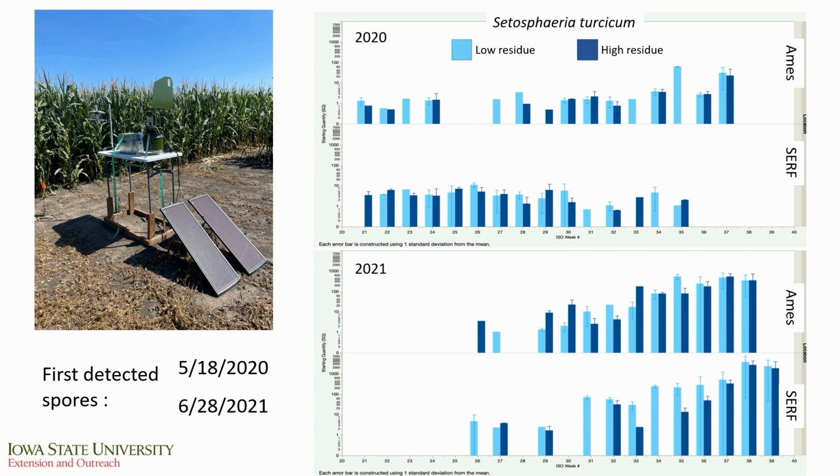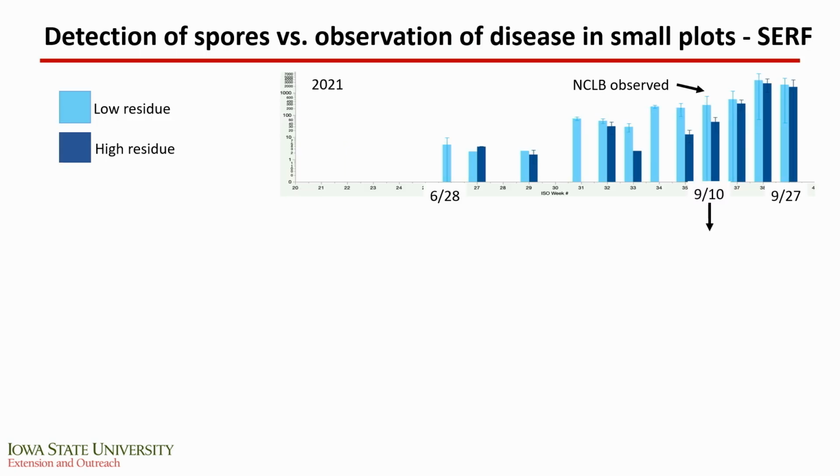So what about disease detection? In 2020, we did not get any northern corn leaf blight in our trial. So even though we were detecting spores that were present, we just didn't have the right environment, that side of the disease triangle, to be able for that northern corn leaf blight to develop. But in 2021, we did see some northern corn leaf blight developing.